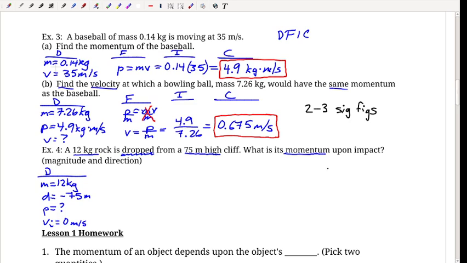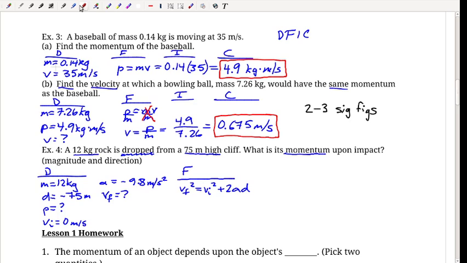And the other information that I know, assuming that I am on Earth, is that my acceleration due to gravity is negative 9.8 meters per second squared. Downward, I'm going to use a negative 9.8. So in order to find my momentum upon impact, I'm first going to need to find my V final. You remember how that works? Look up a formula in your formula sheet that has D, V initial, V final, and A. And that formula is V final squared equals V initial squared plus 2AD.